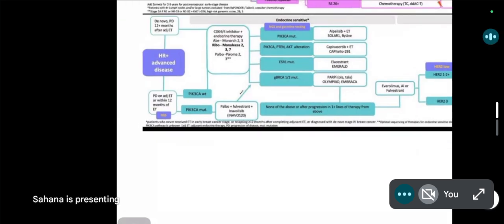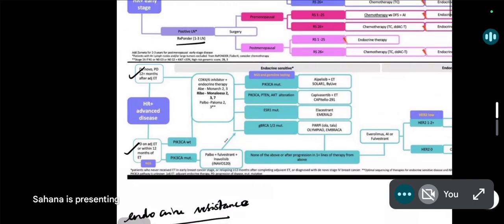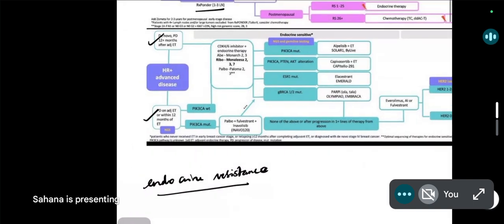Then coming to advanced hormone positive, here probably it is in metastatic setting. They can present metastatic de novo or they progressed on endocrine therapy, so they progressed or recurred within 12 months of endocrine therapy. So we have to describe an entity called endocrine resistance, mode of resistance, and therapy for this. This I'll have to study. I don't know the definition. Probably it is progression on endocrine and recurrence within 12 months only.